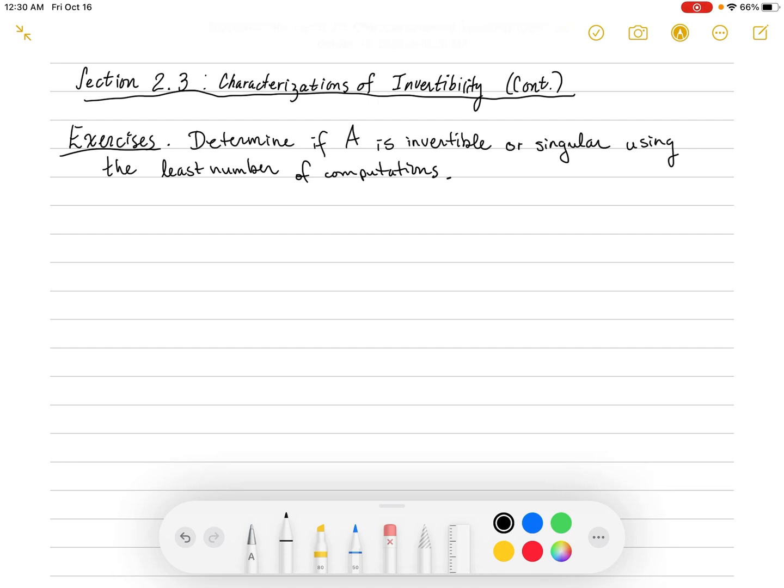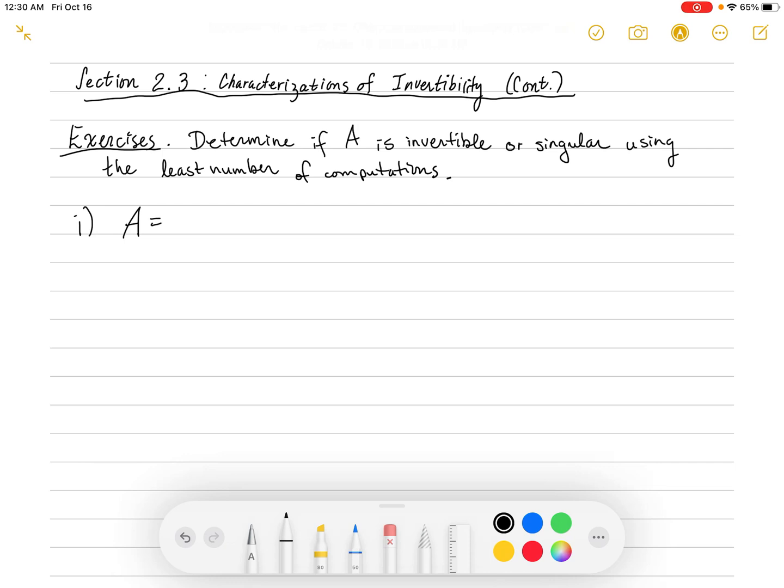So we looked at the invertible matrix theorem. We said there were 10 different equivalent statements. So we had A is invertible was equivalent to 9 different things, and we want to make use of that to determine if a matrix A is invertible or singular. And we want to use as little work as possible. We want to use the least number of computations to do that.